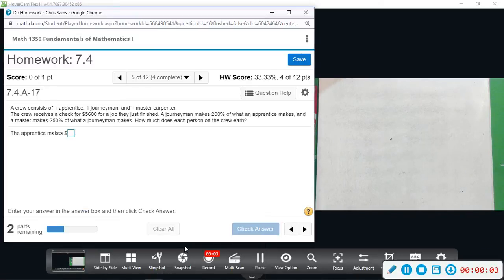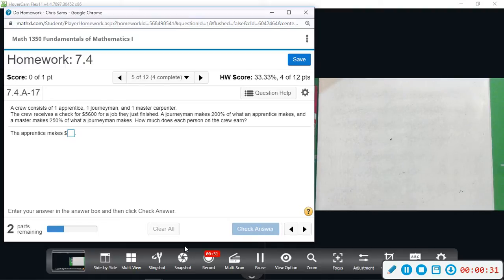Number 5 says a crew consists of 1 apprentice, 1 journeyman, 1 master carpenter. The crew receives a check for $5,600 for a job they just finished. Journeyman makes 200% of what the apprentice makes, and a taskmaster makes 250% of what the journeyman makes. How much does each person on the crew earn?